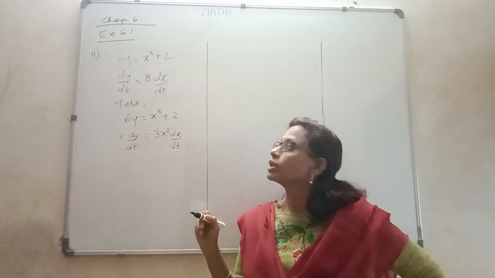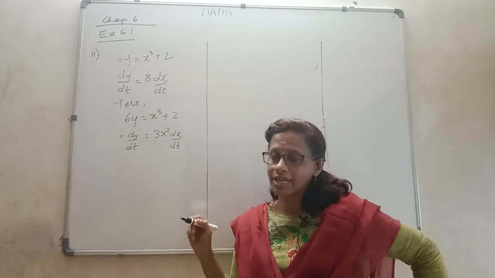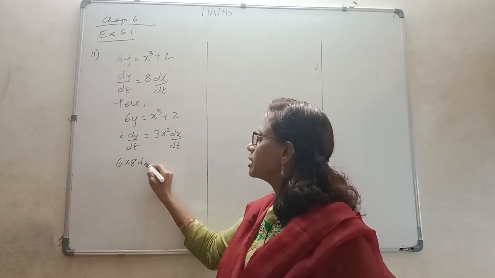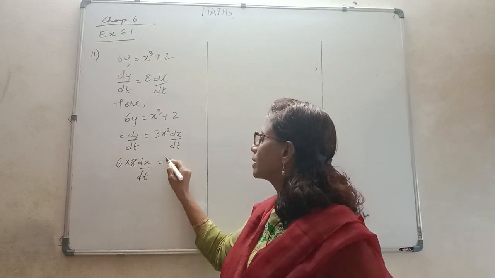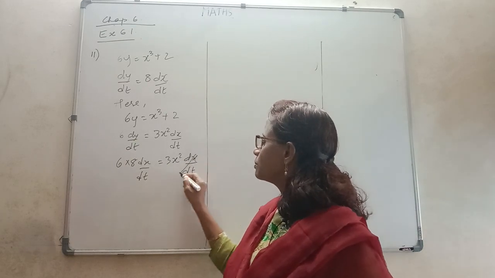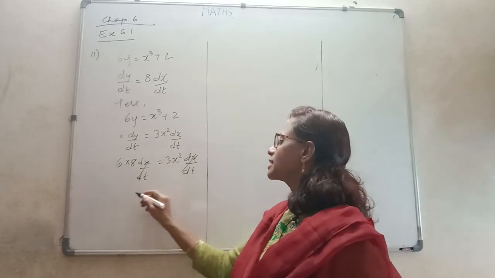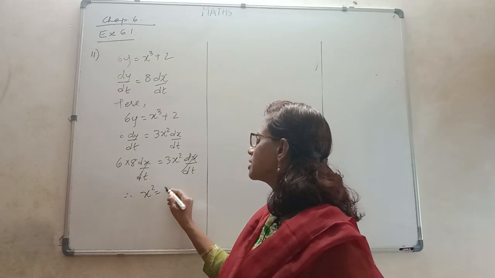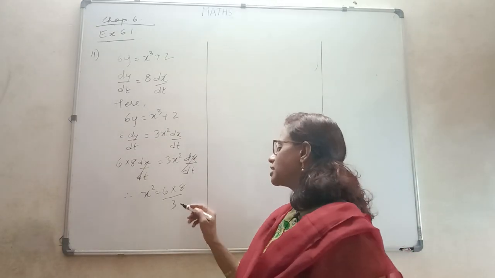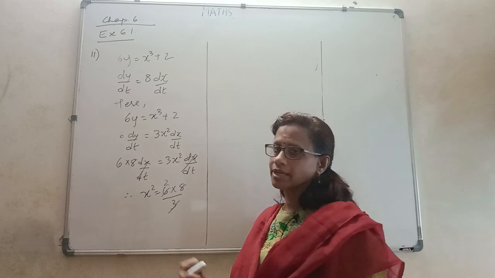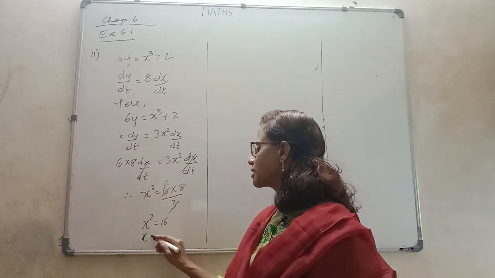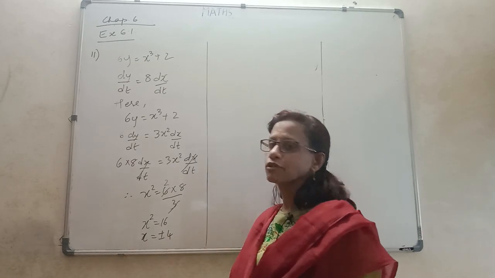Now we all know that dy by dt is 8 times dx by dt. So let's make that substitution. This is 8 times dx by dt. That helps us cancel dx by dt on both sides. Therefore, x squared is 6 into 8 by 3, the 3 going to the other side. The 3 cancels with the 6 two times, and we get x squared as 16, so x will be plus or minus 4.